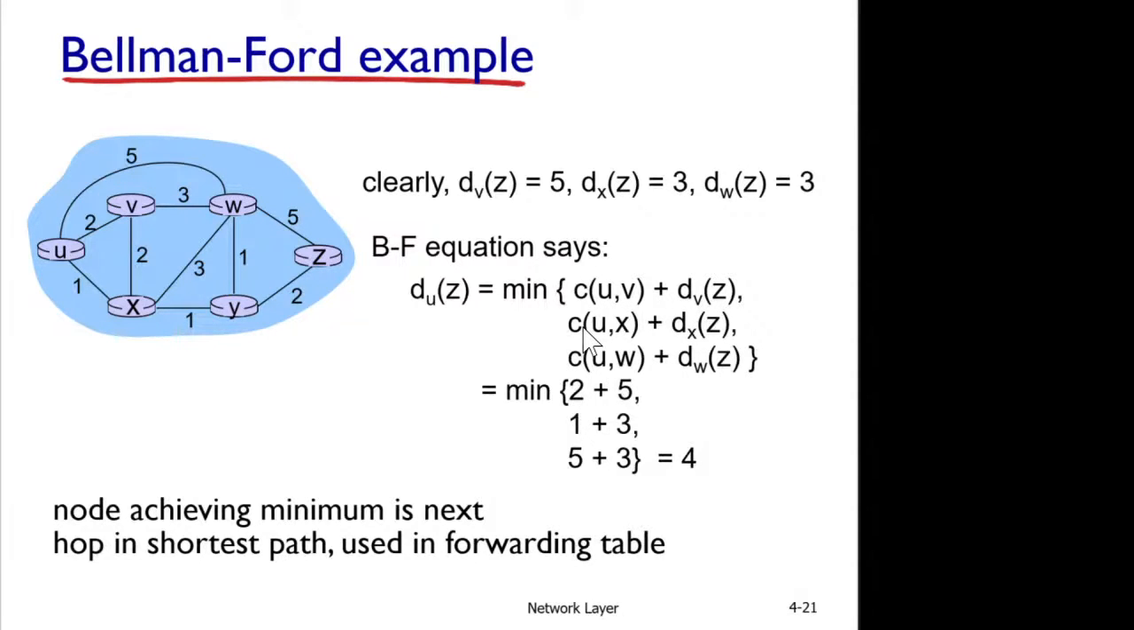I do the same thing with X. To get to X is only going to cost me 1. And to get from X to my final destination is 3, so 1 plus 3. And then finally, I do it for W, I get 5 plus 3. So the least cost path is therefore 4. So it's via X. And you can see it's just that path along the bottom of the graph. 1, 1, 2. Fairly straightforward.